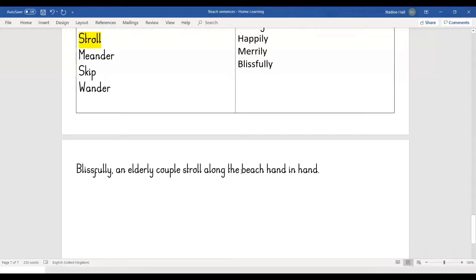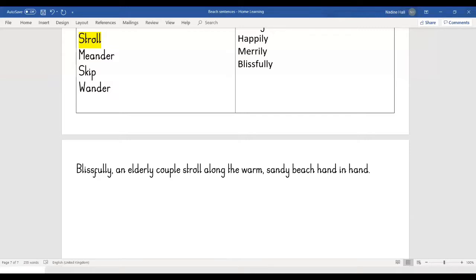I might put an adjective in there to make it sound much nicer. Blissfully, an elderly couple stroll along the warm, sandy beach, not snady, sandy beach, hand in hand. Lovely. Now that's my final sentence for today.